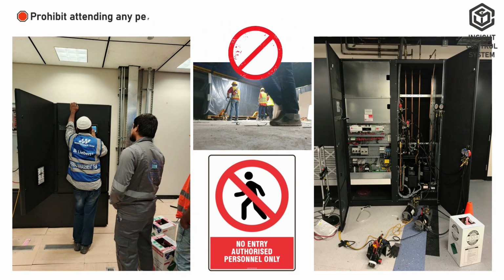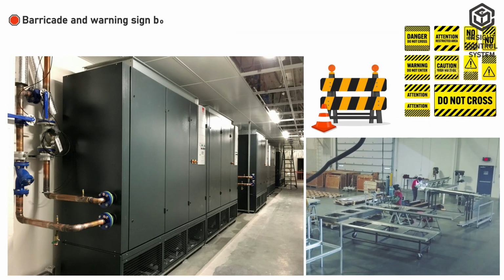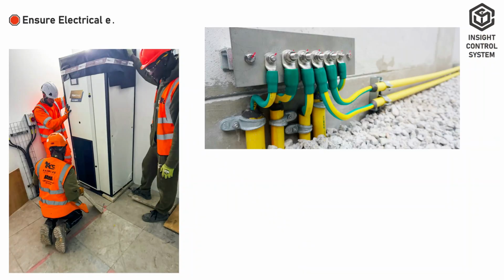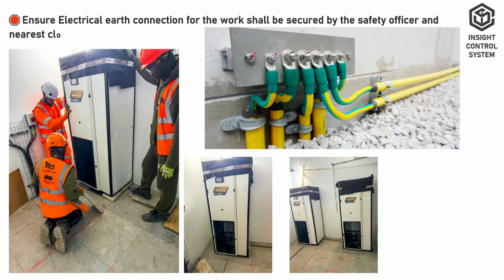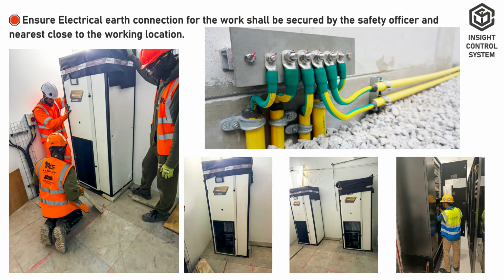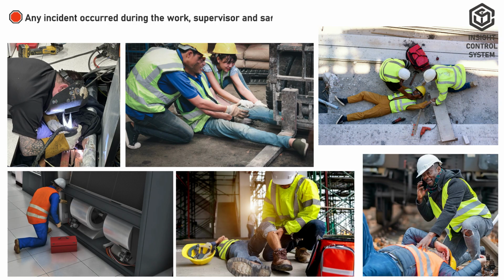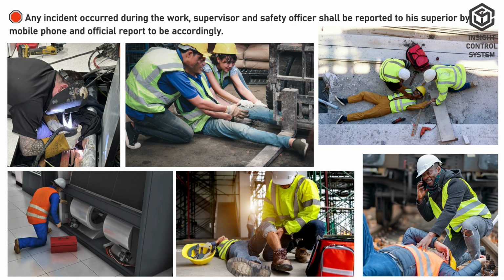Prohibit any person who is not authorized for this work from attending. Barricade and warning signboard shall be installed at the workplace to prevent unauthorized persons from entering. Ensure an electrical earth connection for the work is secured by the safety officer, as close as possible to the working location. Any incident occurring during the work shall be reported by the supervisor and safety officer to their superior by mobile phone, and an official report shall follow accordingly.